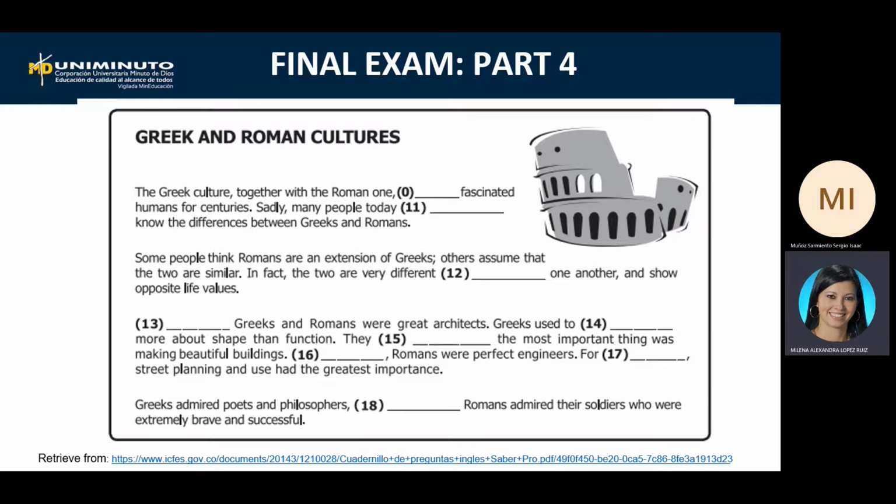Let's continue. "For them, Greeks admired poets and philosophers. Romans admired their soldiers who were extremely brave and successful." So letter A, "but." Contrast ideas. We're talking about Greeks and Romans, no? But. Excellent.